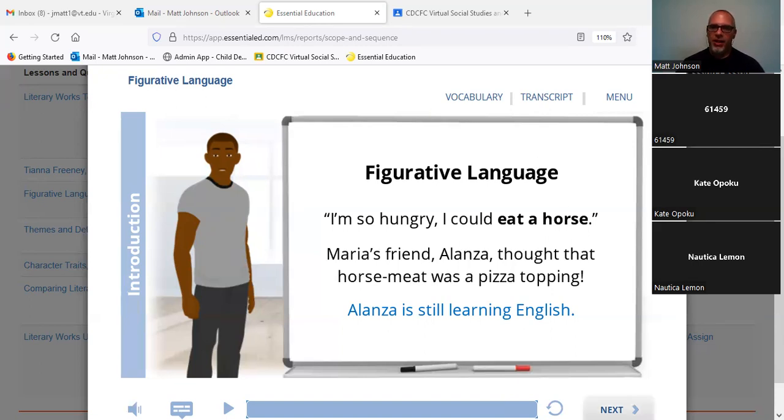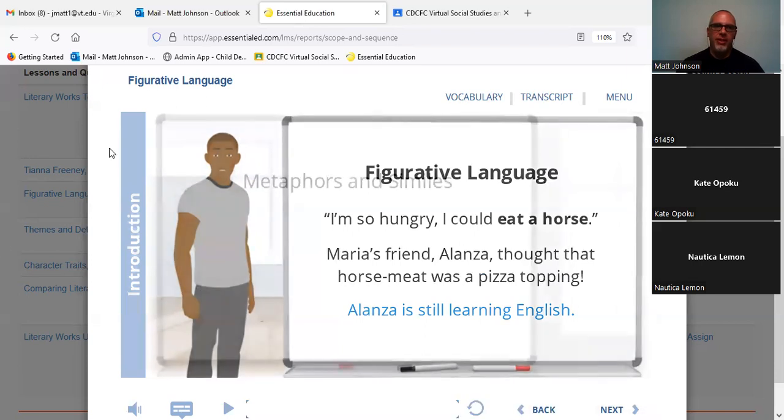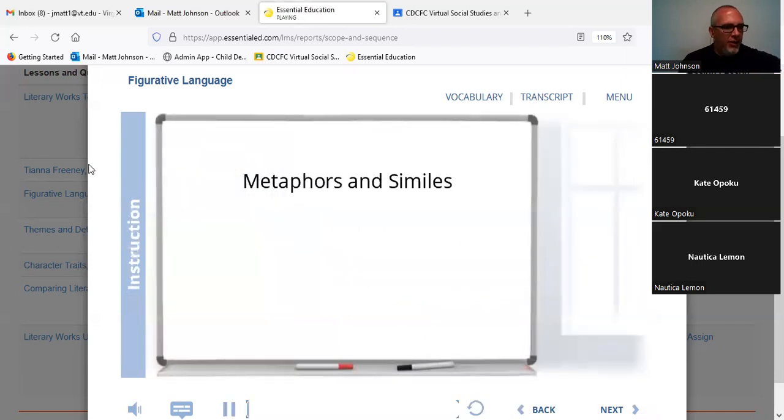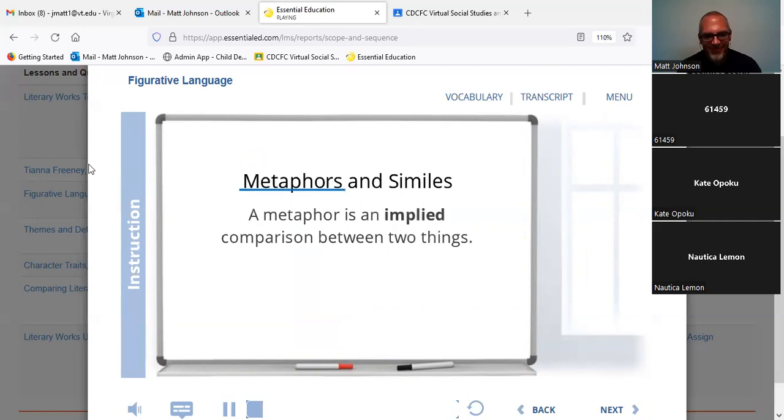So let's take a look then at some of the metaphors and similes here and how we use There those. are lots of types of figurative language. Each one works a little differently. Let's start with metaphors and similes. You might already be familiar with both. A metaphor is an implied comparison between two things. The important word here is implied. A metaphor doesn't actually make a literal comparison.